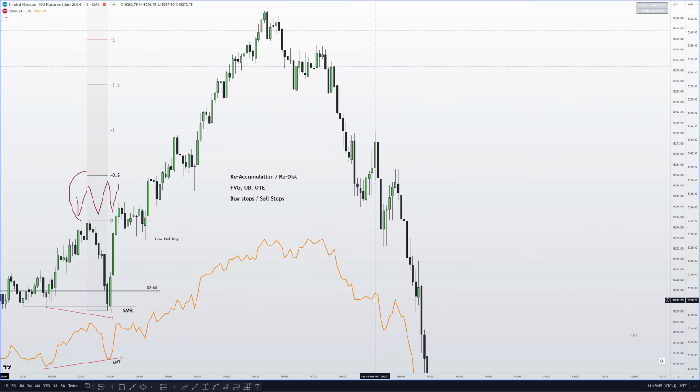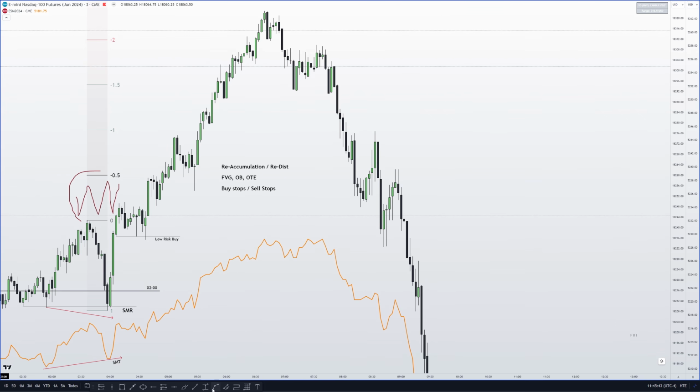This is one SMT with the other markets, because when you have the reaccumulation or redistribution levels, you can find different SMTs at these levels. So if you don't have a fair value gap, order block, or OTE in these areas, it's probable that price is looking for the sell stops and at the same time printing this SMT with the other markets, and the other markets take or rebalance one fair value gap, order block, or OTE.